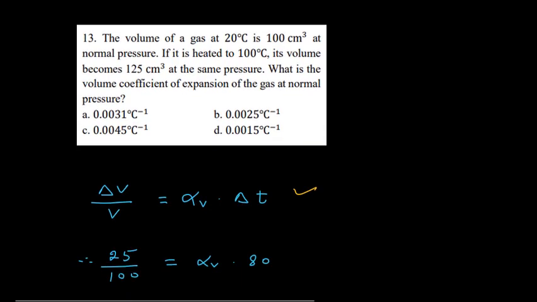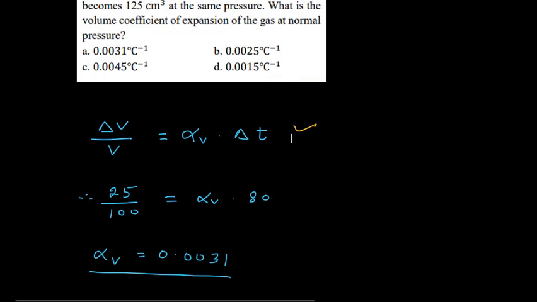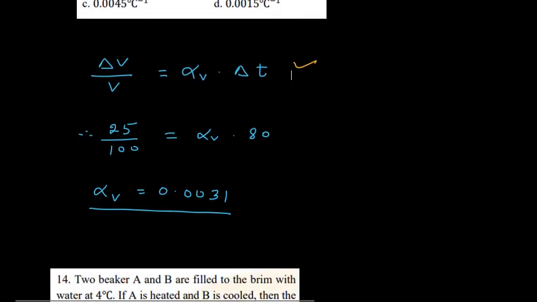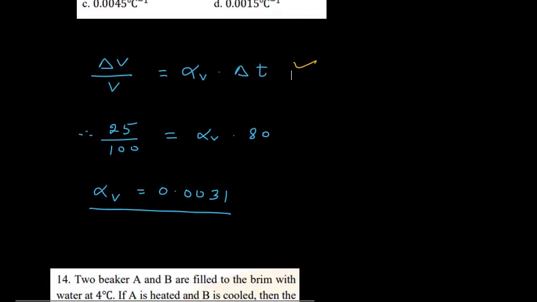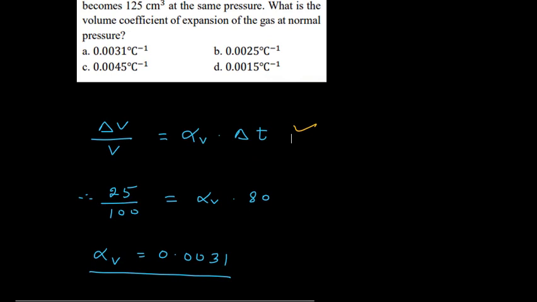Okay, now I think you can do this problem by yourself. Okay, fine, we have done here. So alpha v we got 0.0031. This is the coefficient of volume expansion. When I say alpha v, it means it is for volume. You can take this as gamma or you can take alpha v. If we say alpha v, that means it is volume expansion. If I say alpha a, this is areal expansion, like that.